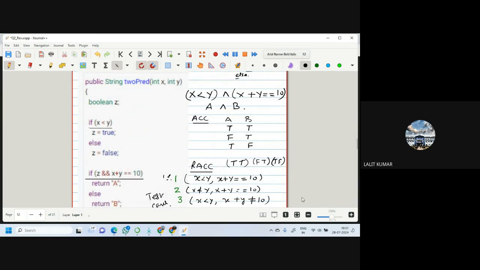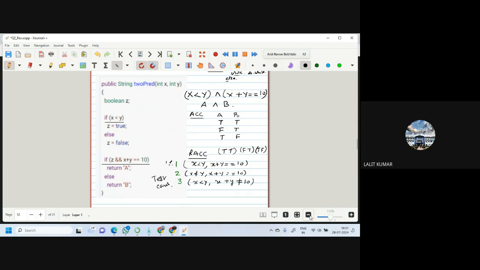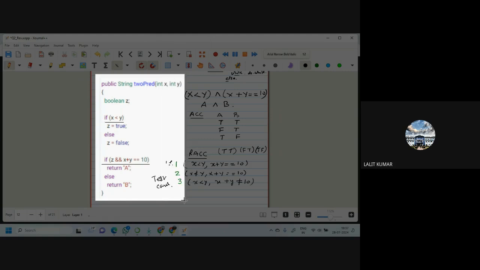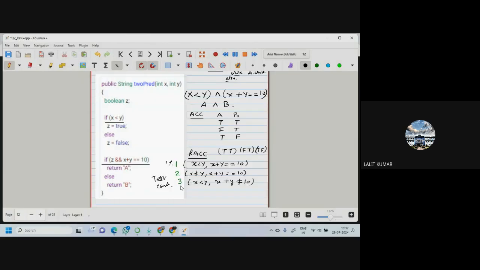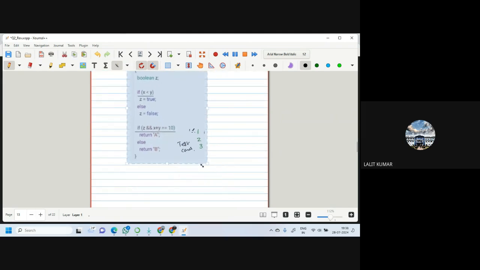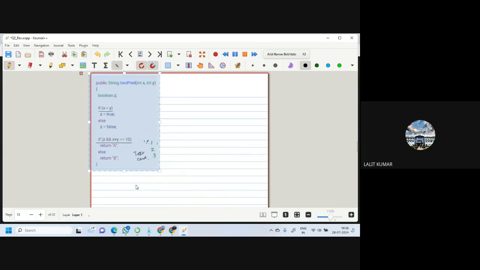Now this is a code. You can see this code, and we have to find the RACC for this code. So how to do this? I will go step by step again to make things clear, and we'll find the test cases for RACC. See, in this code, you can see there are two predicates. One is here, second is here.